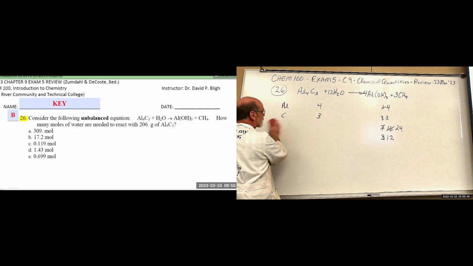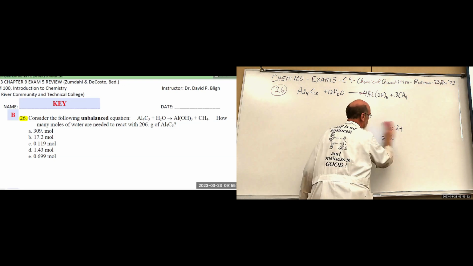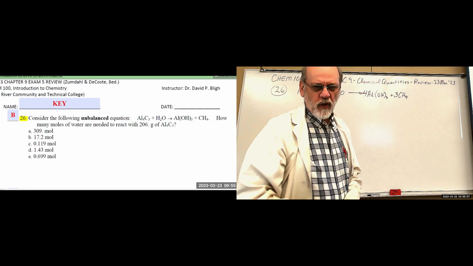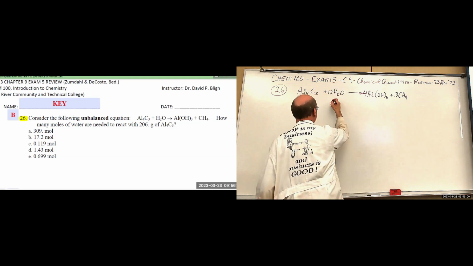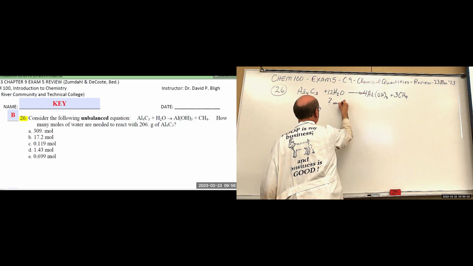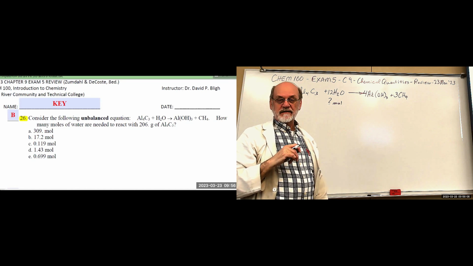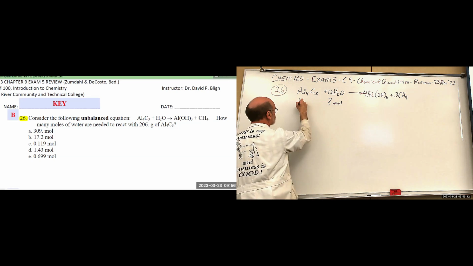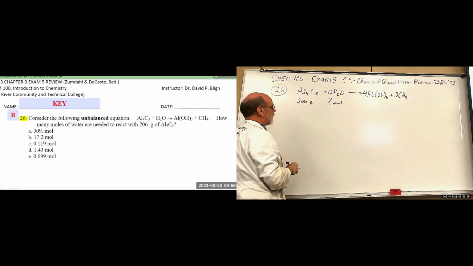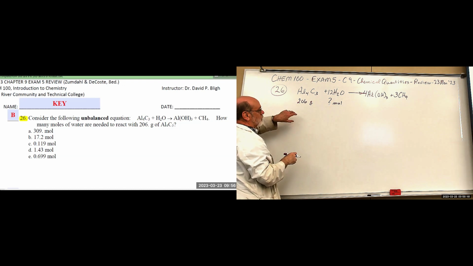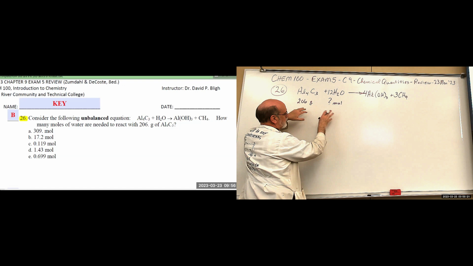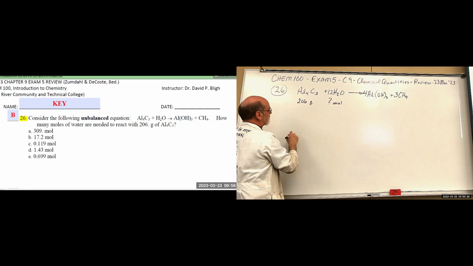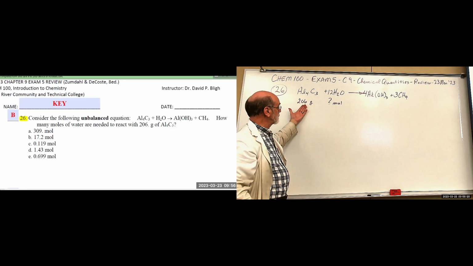Okay, now we can work the rest of the problem, which is, how many moles of water are needed to react with 206 grams of aluminum carbide? Okay, so what they're saying is, as far as you're concerned, this is excess. We can go as high as we need to use up all of that. So we're going to have to convert this to moles, right?